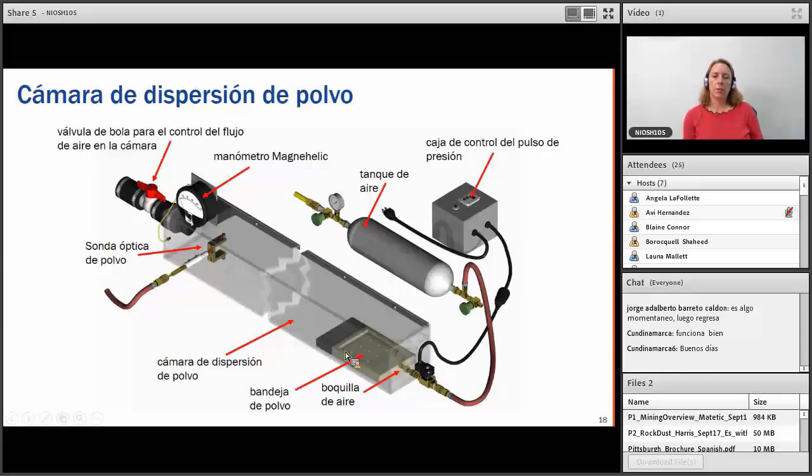I just want to point out here, we place the rock dust in a tray and the pulse of air comes out over the rock dust.